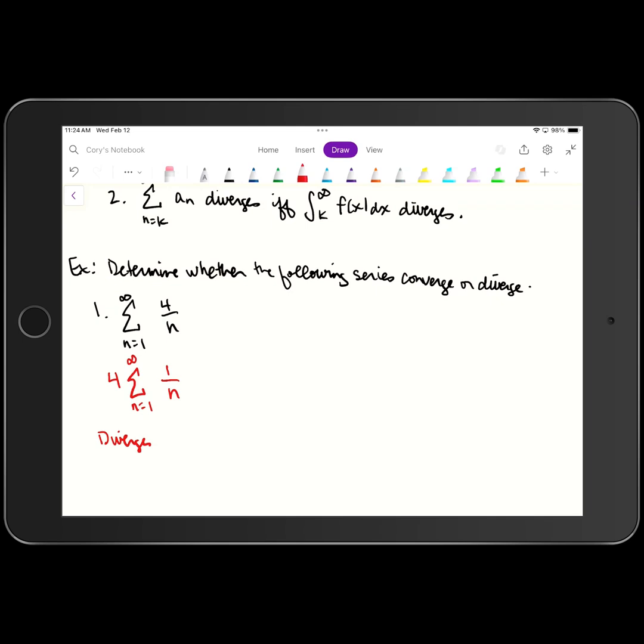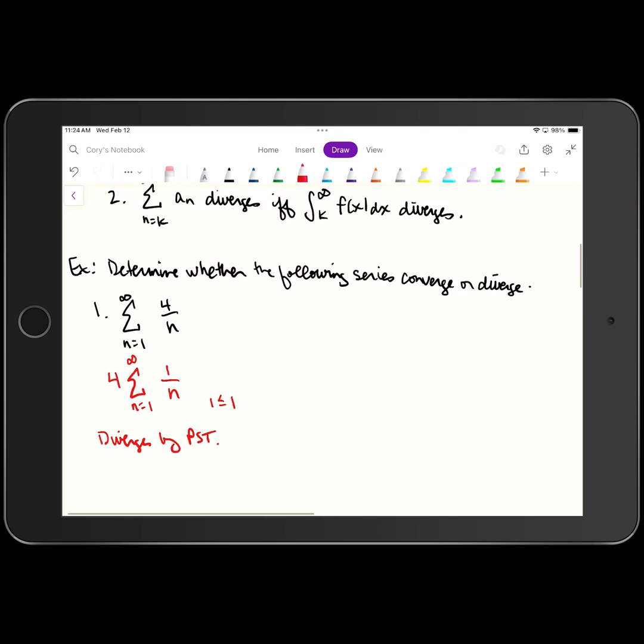So it diverges by, I'm going to abbreviate the P-series test as PST. If you want to write that the exponent 1 is less than or equal to 1 as your proof that it diverges, that's perfectly fine for you to do so.